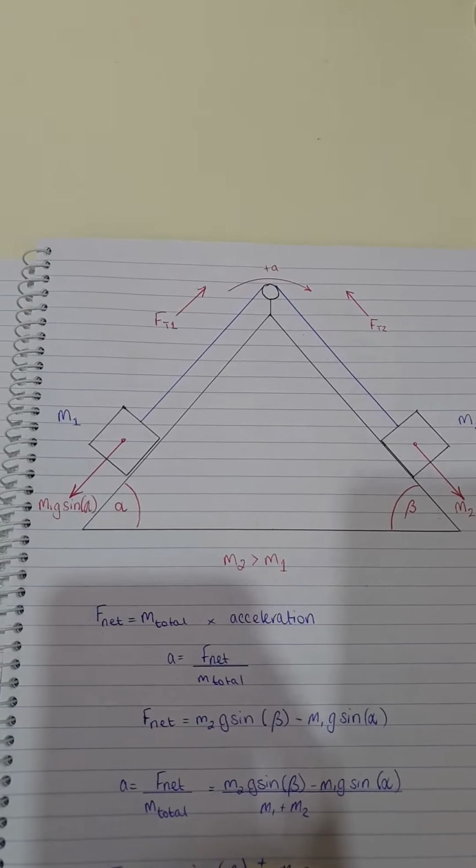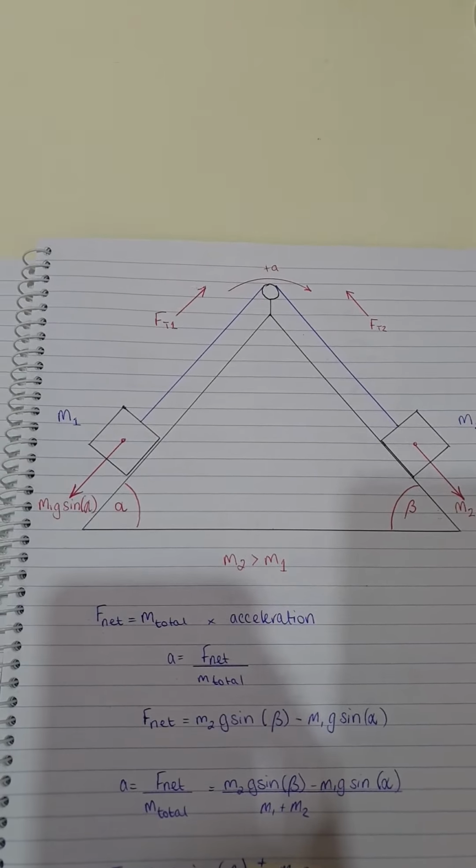And therefore, our equation for acceleration can be written as acceleration is equal to the net force divided by total mass, or in other words, mass number 2 multiplied by gravity multiplied by sine beta minus mass number 1 multiplied by gravity multiplied by sine alpha, all over mass 1 plus mass 2.